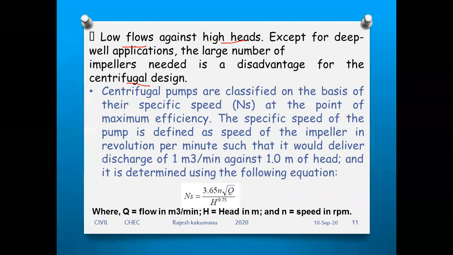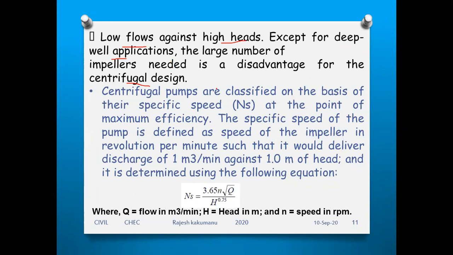Except for deep well applications, మనం types of pumpings లో deep well గురించి చెప్పుకున్నాం. In deep well applications, the large number of impellers needed is a high disadvantage for a centrifugal design. That is the only disadvantage why we are not using centrifugal pumps for these cases.